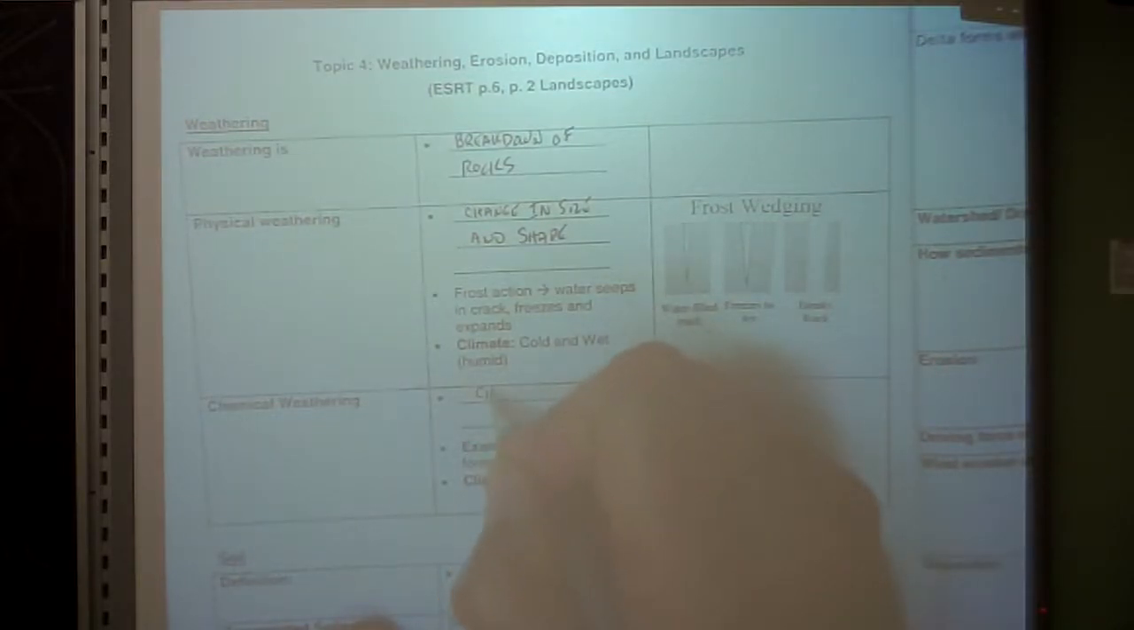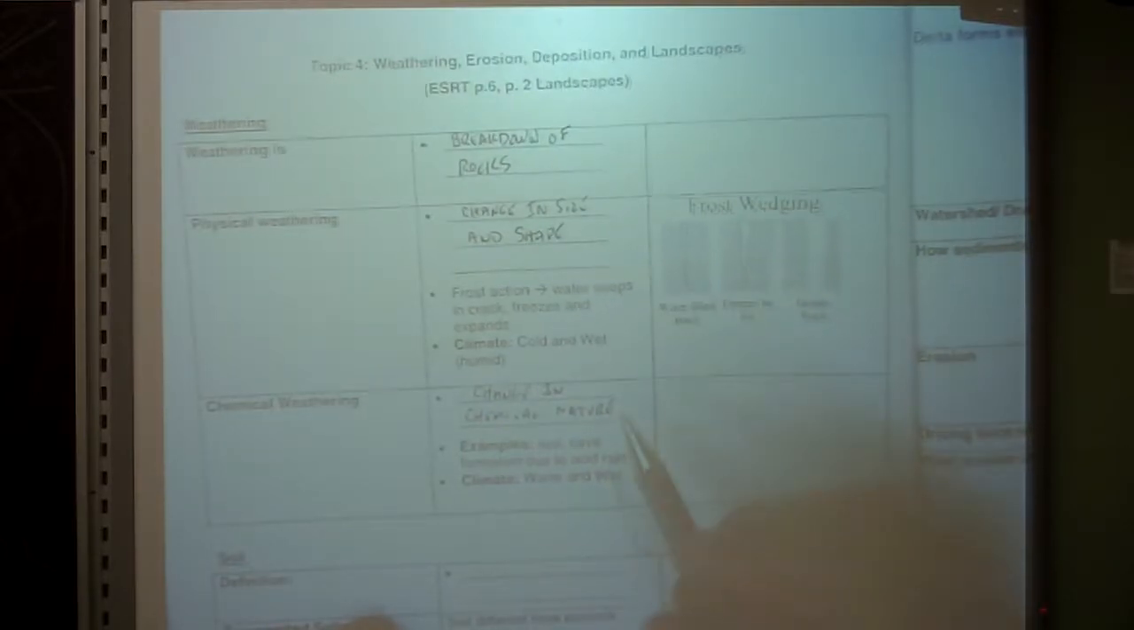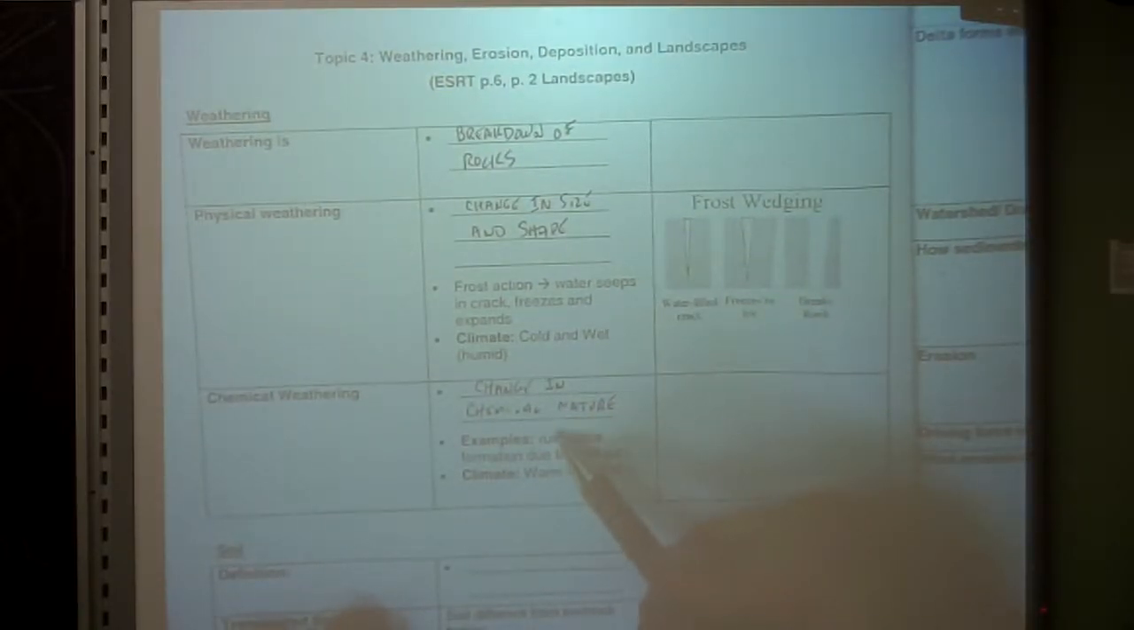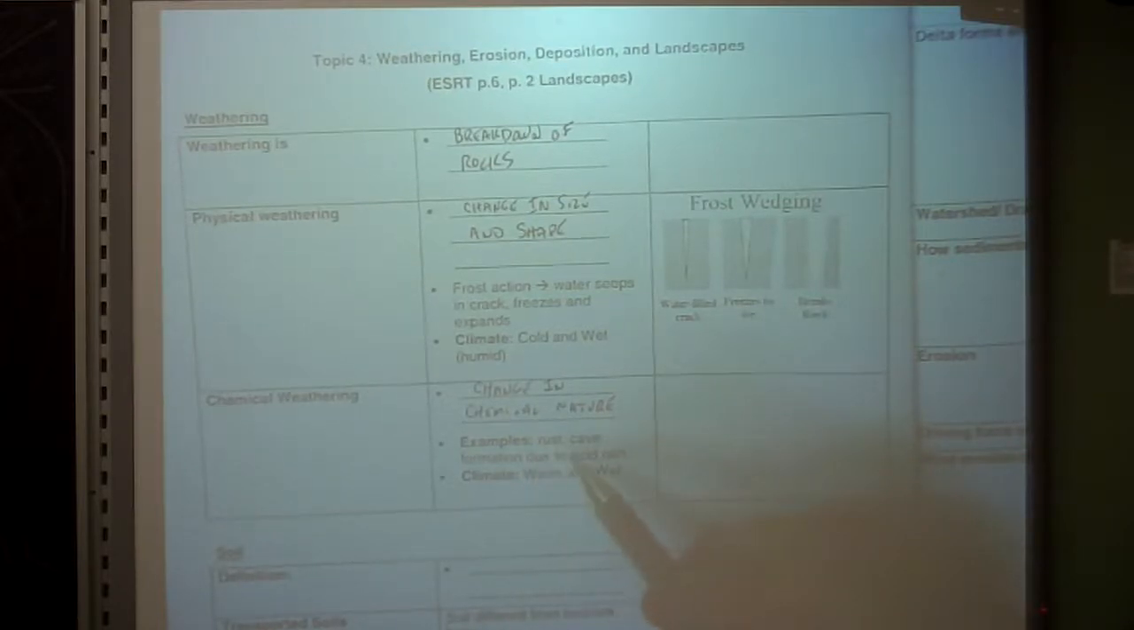Chemical weathering is a change in the chemical nature. So we're really getting something new. Like we can take certain rocks and put them in the presence of oxygen, and we get oxygenation or oxidation and rusting. Sometimes caves are formed when water, which becomes a little bit acidic, runs through, and if it has limestone, it will eat away at the limestone and form caves. Look at what's different. The climate here, instead of cold and wet, has to be warm and wet.